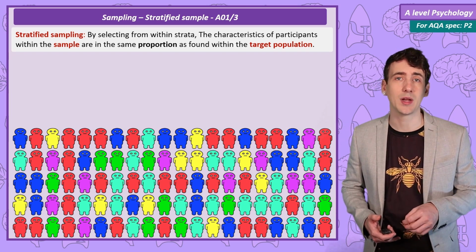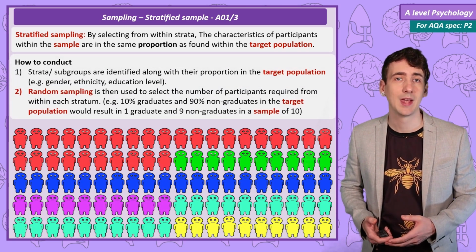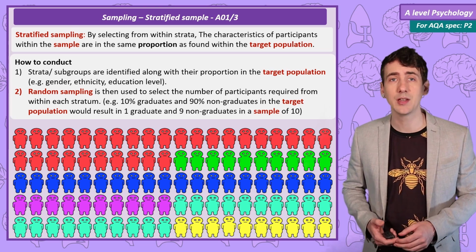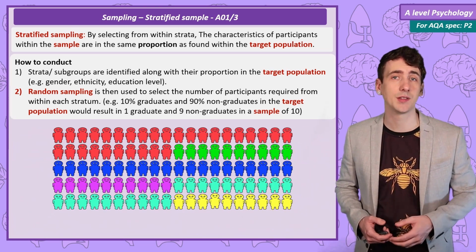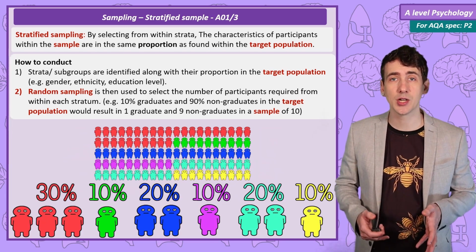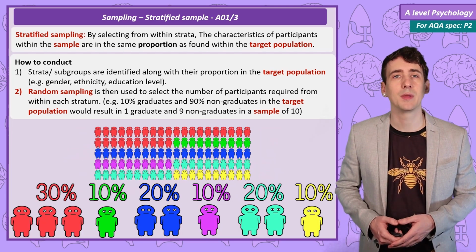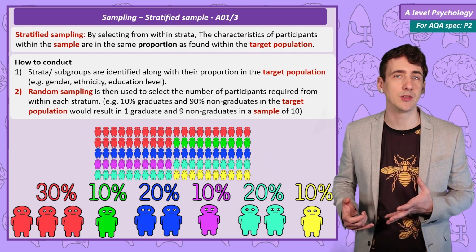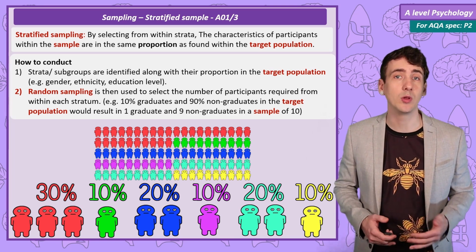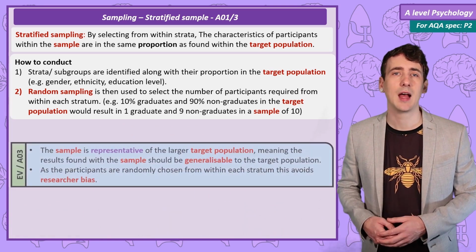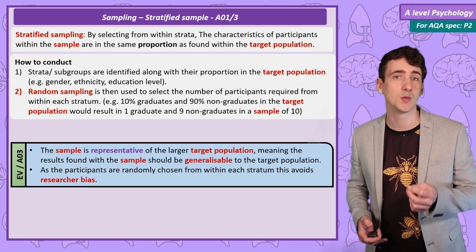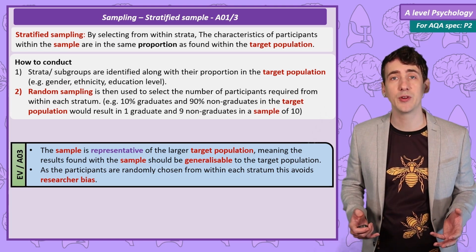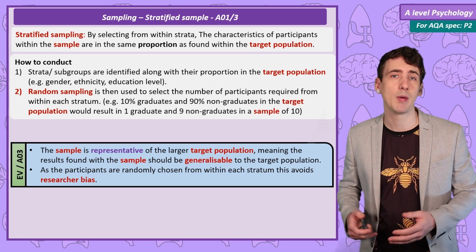So firstly, the researcher will identify subgroups or strata, and their proportion in the wider population. Then the sample is made by randomly selecting participants from within each strata, so they're represented in the same proportion in the final sample. So if 10% of your population were university graduates, 10% of your sample would be university graduates. And the big positive of this approach to sampling is the sample is representative of the large population, meaning we can be confident in generalizing what we find to the population.